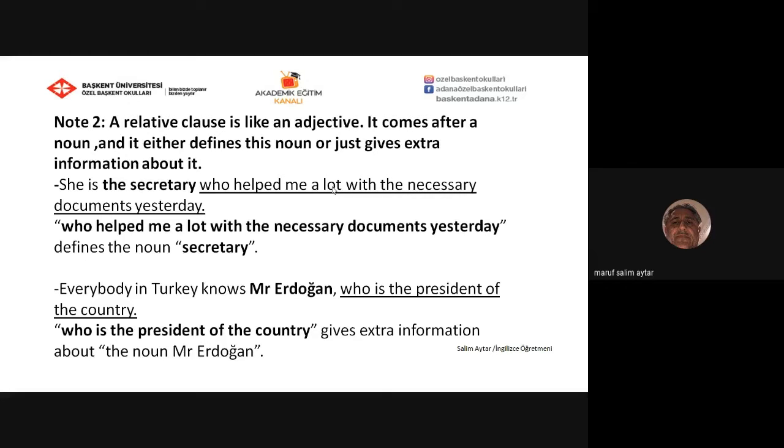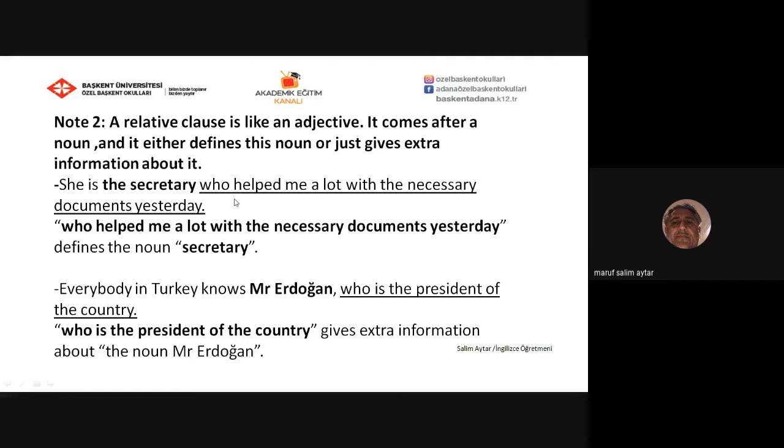Everybody in Turkey knows Mr. Erdogan, who is the president of the country. Who is the president of the country gives extra information about the noun Mr. Erdogan. When you pay a little more attention, you can see that there is a comma after the noun Mr. Erdogan. So when we say Mr. Erdogan, everybody already knows about him. So we don't have to define Mr. Erdogan. All we can do is give extra information about him.